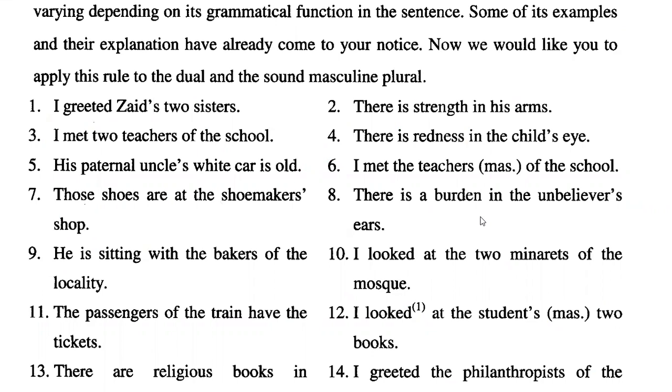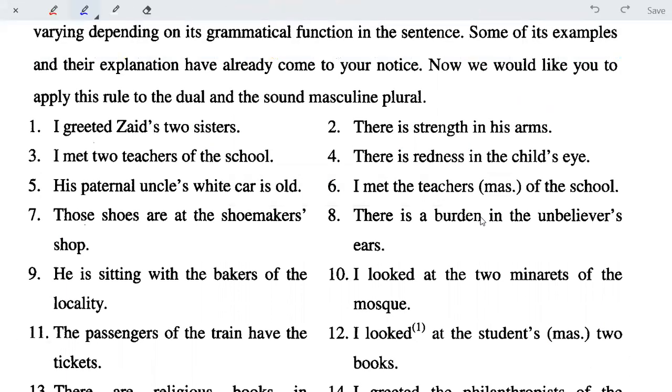In the unbelievers' ears there is a burden. Burden means worker? Burden means heaviness. Unbeliever means kafir. Oh, kafir now. Ears means uzun. So, what is the Arabic for two ears? Uzunan, and it will become uzunain when it is majrur.